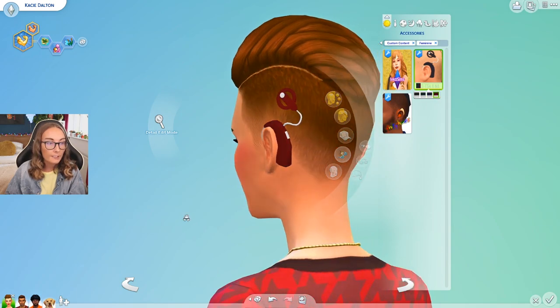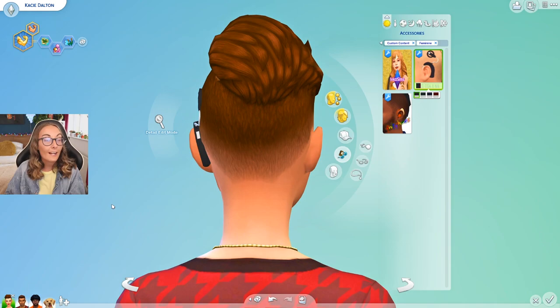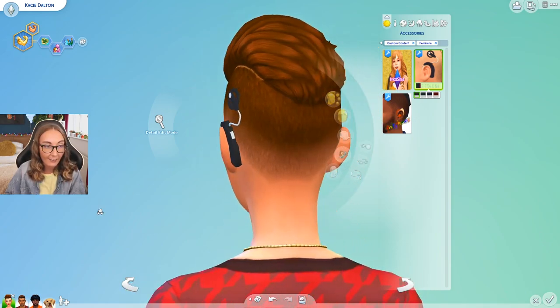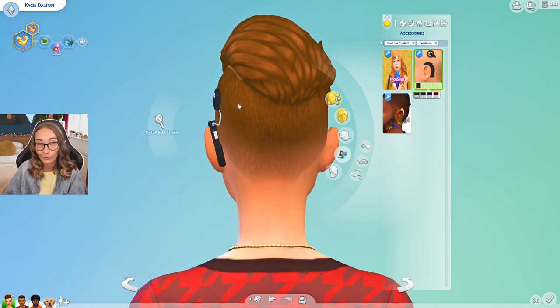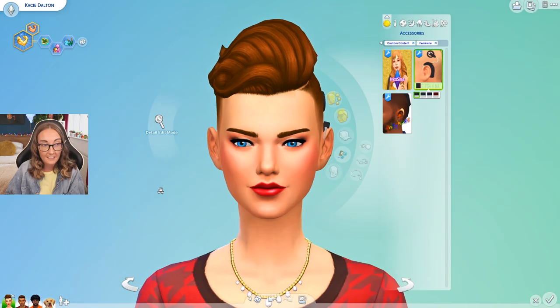It comes in four different colors. So there's a red variant, a blue variant, a kind of greenish blue, and then a black. Honestly, if you asked me whether this was official or custom content, I wouldn't be able to tell the difference because it sits really nicely on the side of The Sims' head. You can't really tell that this isn't official.